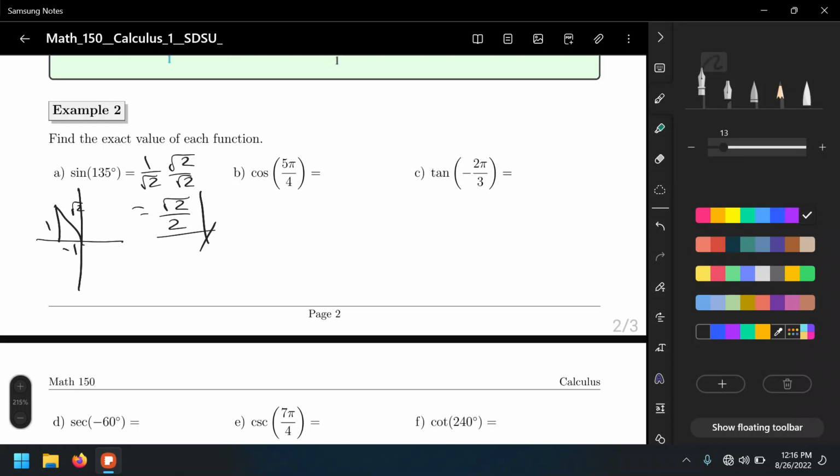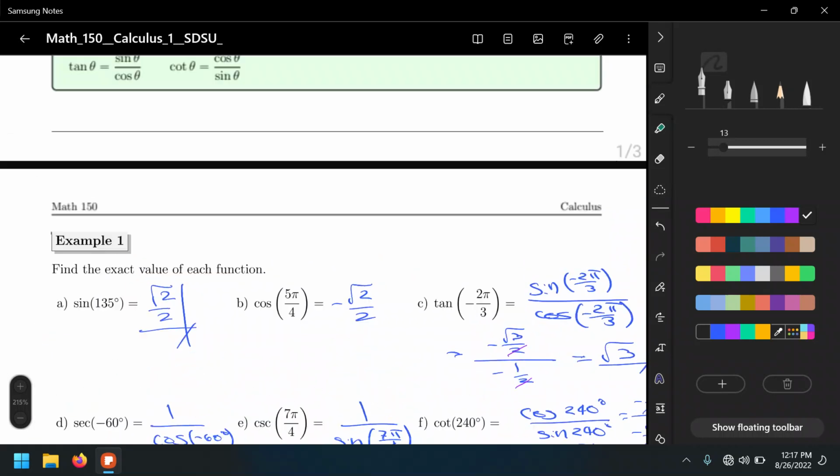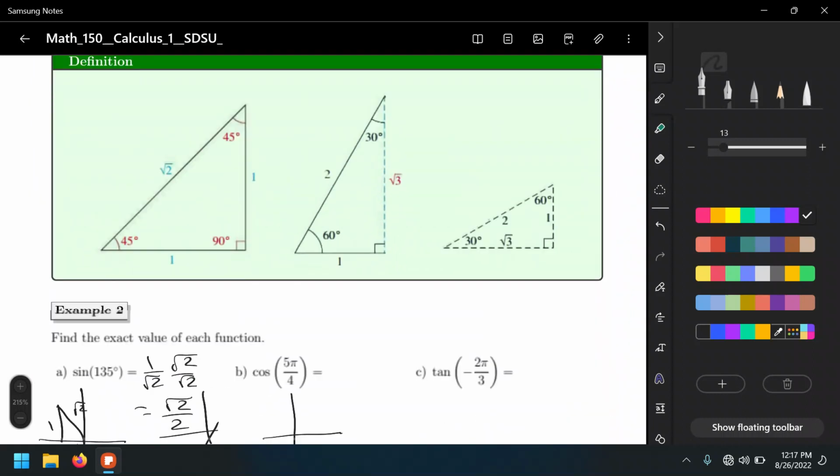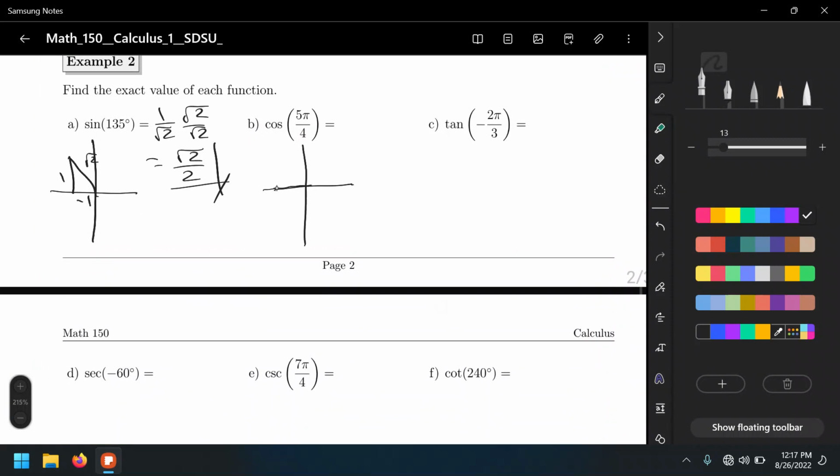Cosine of 5 pi over 4. What's that? Well, 5 pi over 4 is located in the third quadrant. Again, that's going to be another 1, 1, root of 2 triangle, the 45 degree triangle. But in this case, careful, because this is -1 because of the direction on the quadrant, and the hypotenuse is always positive. That's the thing here. The hypotenuse is always positive.